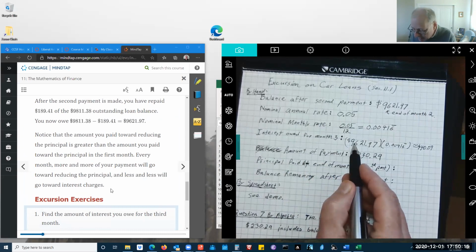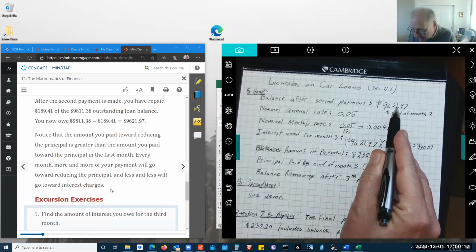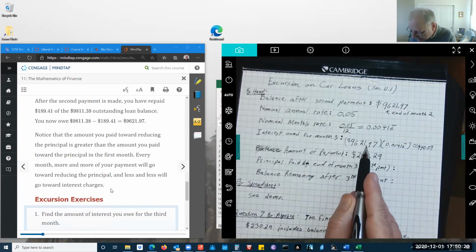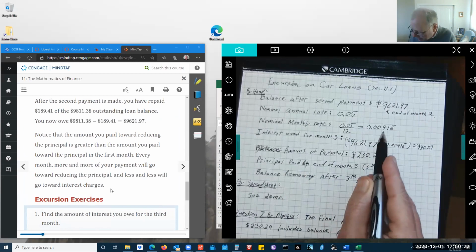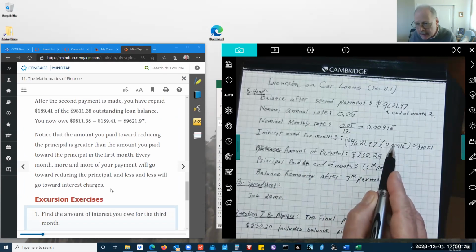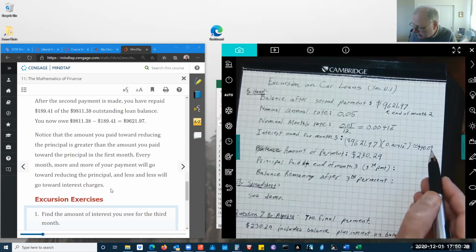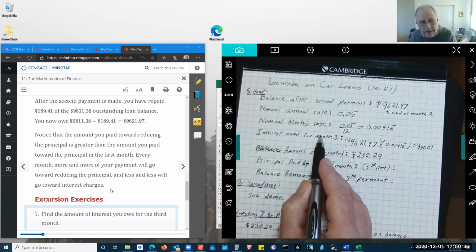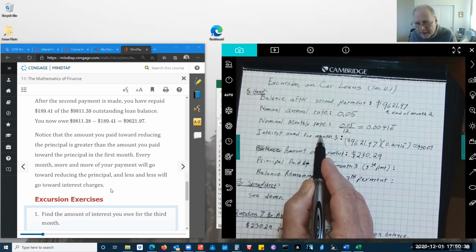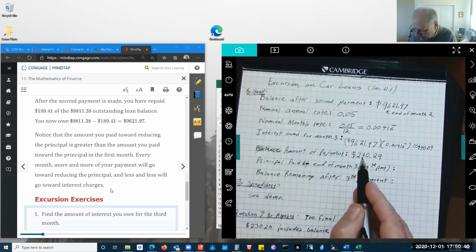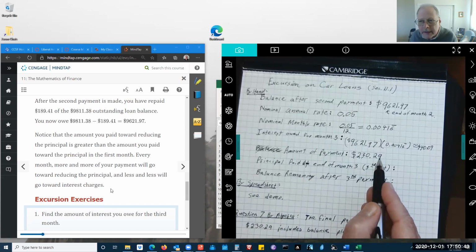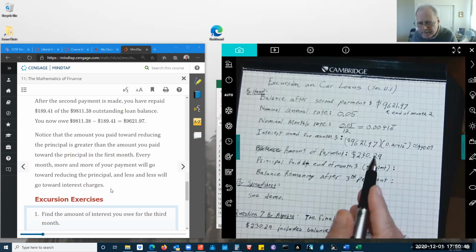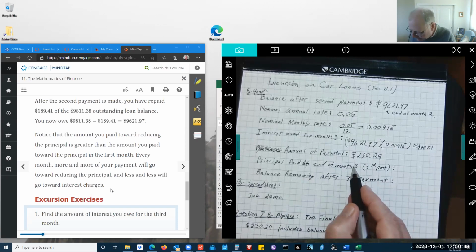The interest you owed in month 3, you take the balance at the beginning of month 3, that's the $9,621.97. You multiply that by the interest rate with all of its digits. You get a number with a long decimal, but you round it off to the nearest cent. And then that's the interest that you owe for month 3. They've told you the amount of the payment, $230.29. So how much principal did you pay at the end of month 3?